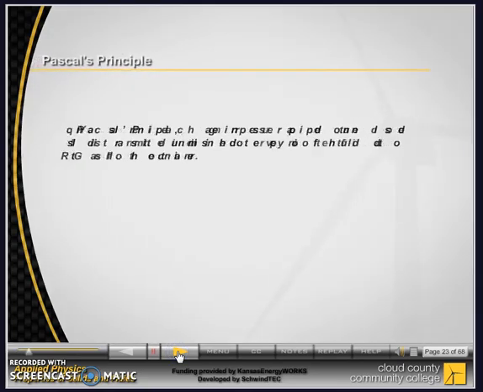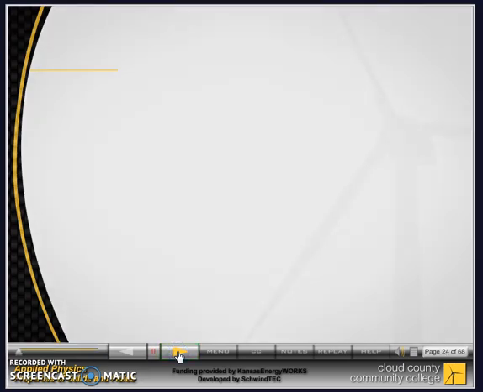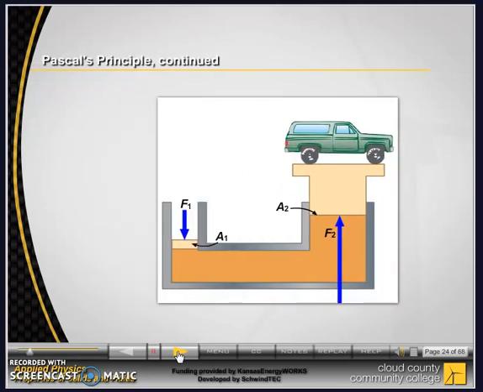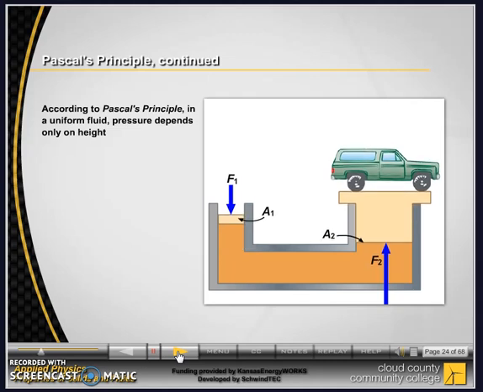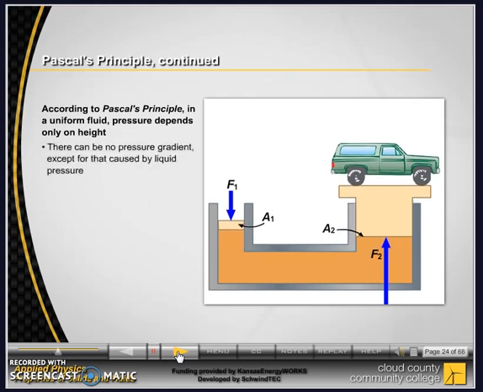In Pascal's principle, a change in pressure applied to an enclosed fluid is transmitted undiminished to every point of the fluid and to the walls of the container. The hydraulic press is an important application of Pascal's principle. According to Pascal's principle, in a uniform fluid, pressure depends only on height. There can be no pressure gradient except for that caused by liquid pressure.